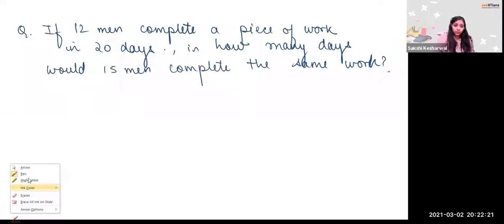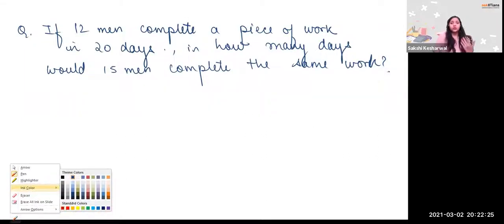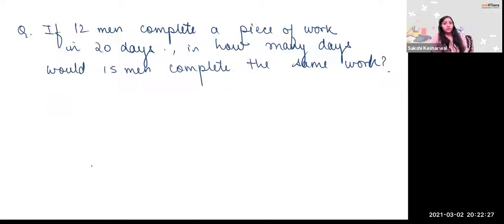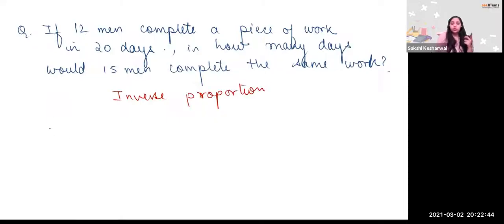What is it talking about? Is it talking about direct proportion or inverse proportion? It says that 12 men can complete the piece of work in 20 days. As you increase the number of workers to finish the task, it will require fewer days, or not? So this is an inverse proportion.